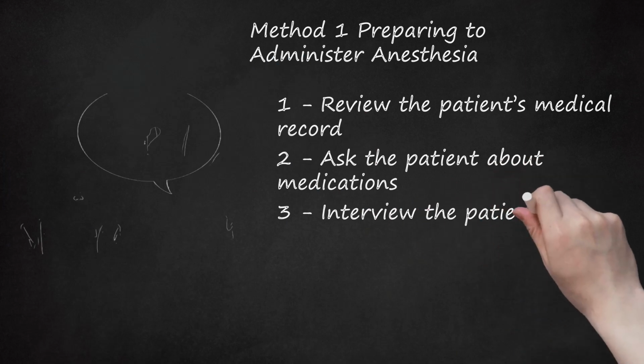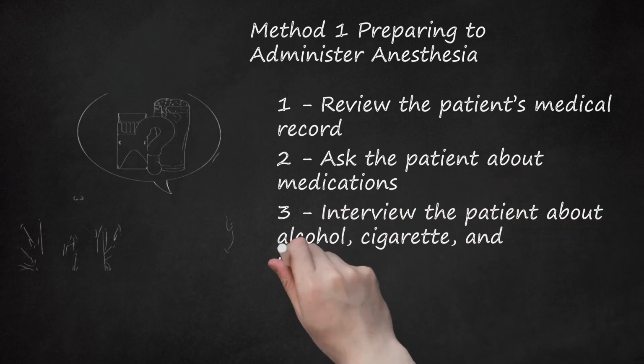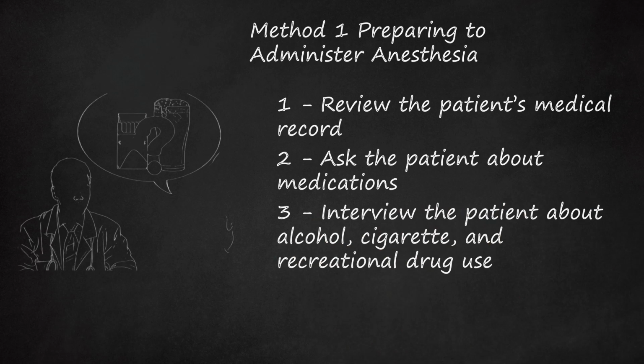3. Interview the patient about alcohol, cigarette, and recreational drug use. The anesthesiologist will ask the patient about the patient's current use of alcohol, cigarettes, and recreational drugs. All of these substances have the potential to affect the way that a patient responds to anesthesia, so it is crucial for the anesthesiologist to learn this information. Cigarettes affect the heart and lungs, which can affect the type of anesthesia chosen and recovery process. Chronic obstructive lung disease can significantly impact a patient's ability to recover from intubation.